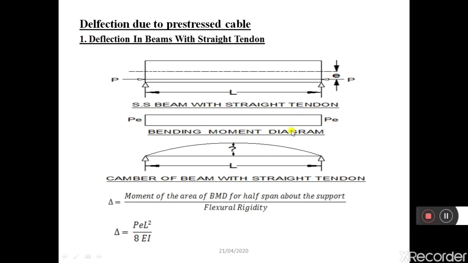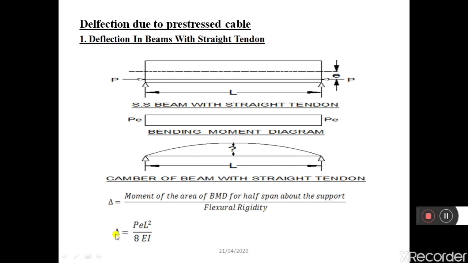In the second figure you can see the bending moment diagram. This is the bending moment diagram for the cable which has an eccentricity of e throughout its span, or the bending moment diagram for a beam which is provided with a straight cable with an eccentricity of e. To calculate the deflection of this type of beam, we have a ratio, that is, delta is equal to the moment of area of the BMD for half span about the support divided by flexural rigidity.